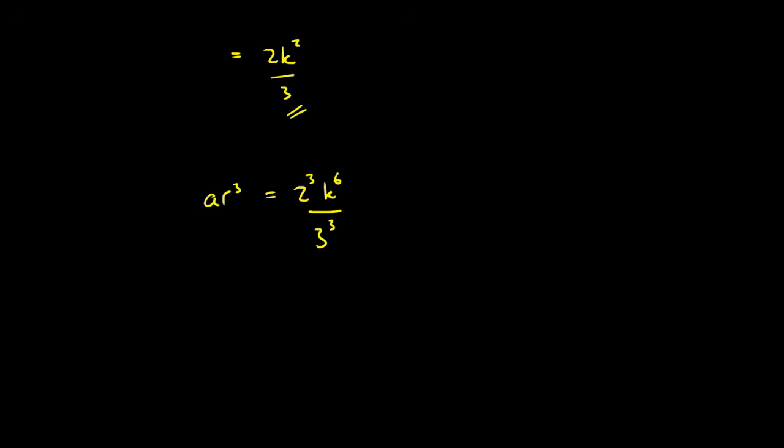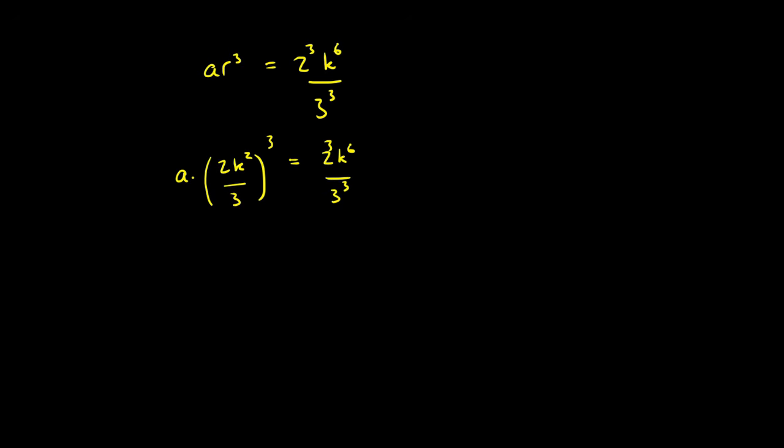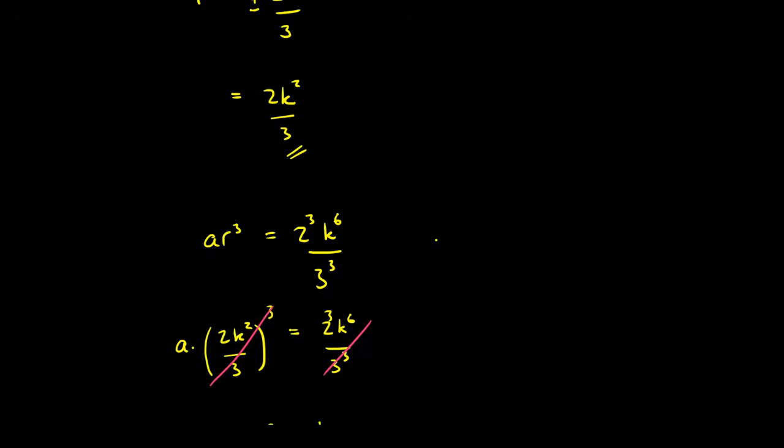Okay, and so now if I just substitute in my r, I've got a times 2k squared over 3 cubed is equal to 2 to the power of 3, k to the power of 6, over 3 cubed. Well, actually, this guy on the left is the same thing as that guy on the right, isn't it? That's going to give me 2 cubed, k to the power of 6, and 3 cubed. So I can just divide through by this term on both sides. And so what I'm left with is a is equal to 1. Okay, so that's kind of nice. So a is 1, and my r is 2k squared upon 3.